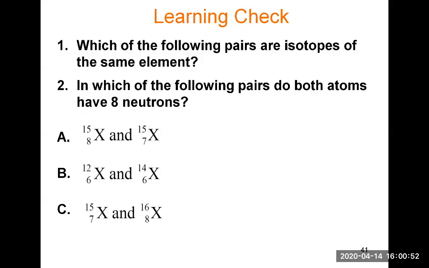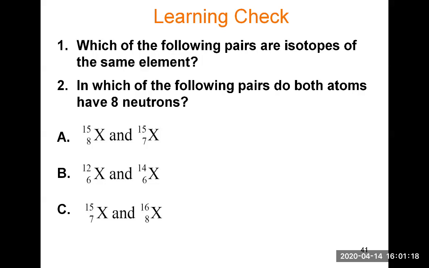Let's go back to the second question here. In which of the following pairs do both atoms have 8 neutrons? So here you need to do the calculation where you take the upper number minus the lower number, because the upper number is the mass number, minus the atomic number will be equal to the number of neutrons.